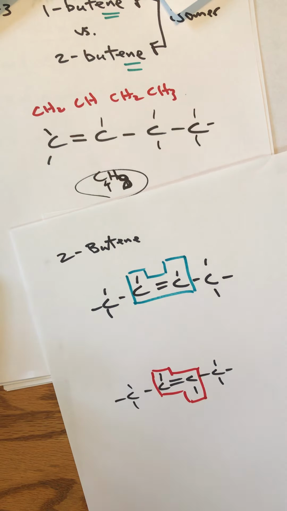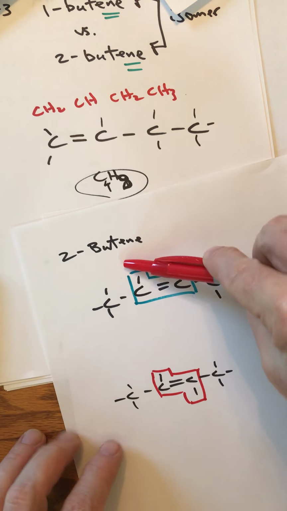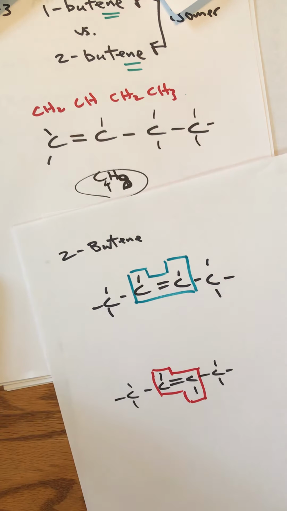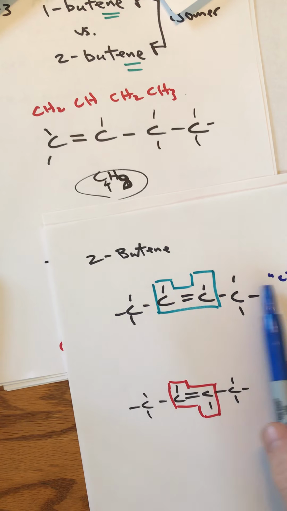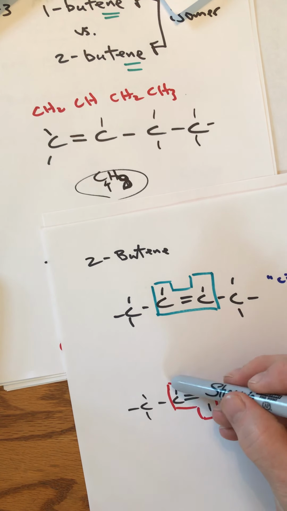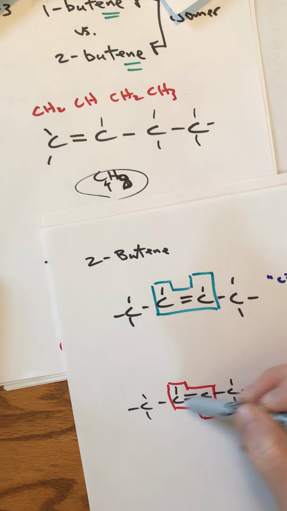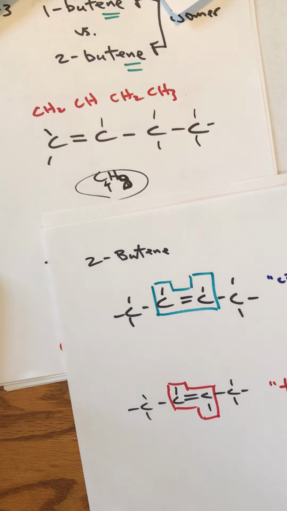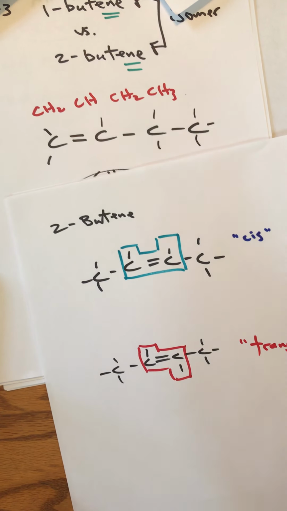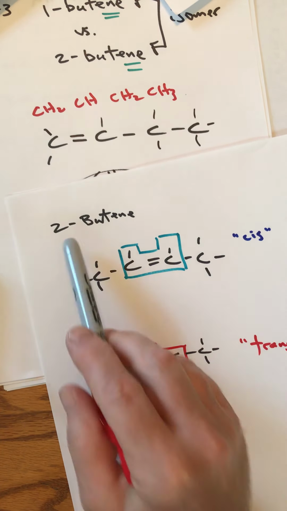When both of the hydrogens are on the same side of the bond, they call this the cis isomer. Kind of forms a C, so cis. When the attachments, the hydrogens that are attached, go across the bond, they're on opposite sides, they call this the trans isomer. Cis 2-butene or trans 2-butene.